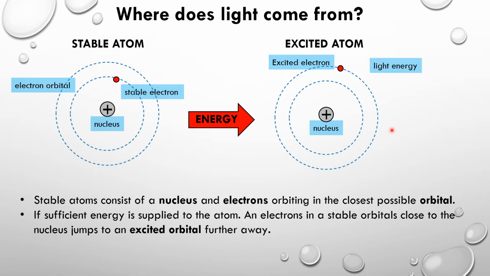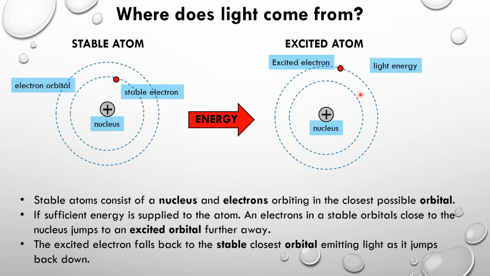It's now further away from the nucleus, and it's got a particular thing that can happen now. Because it is further away from the nucleus and it wants to be closer, what it can do is it can fall back down to the stable or the closest orbital. And when it falls back down, this is where the magic happens. An electron falling from an excited orbital to a stable one will emit light. It will emit something called a photon of light.